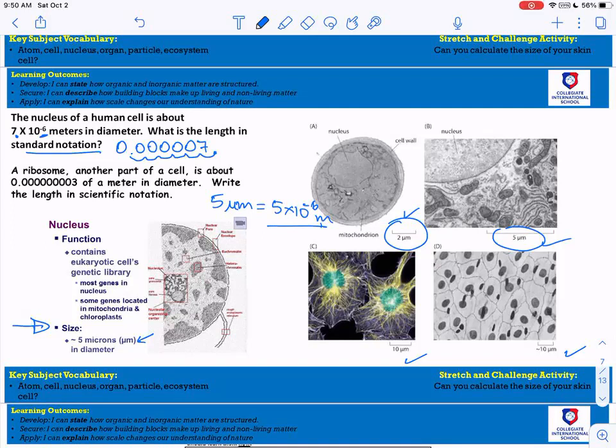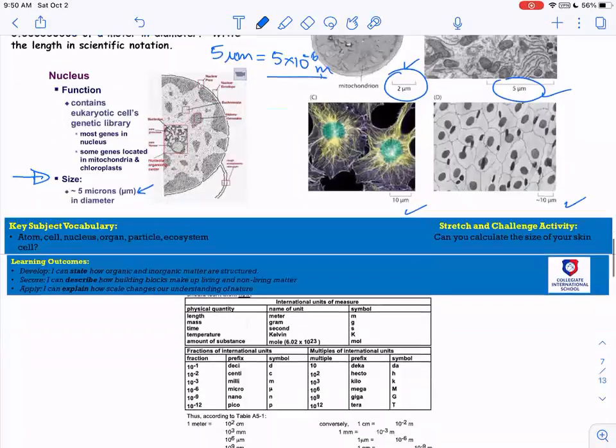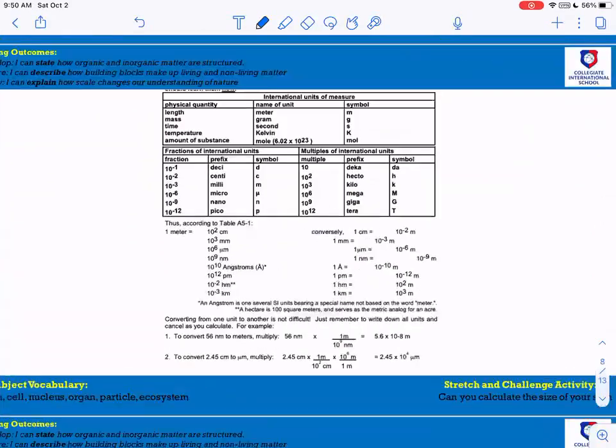I think it's to the negative 6. Anyway, if you don't remember, you go back to that one table with the prefixes. Let's continue. So let's look at this in terms of practice.